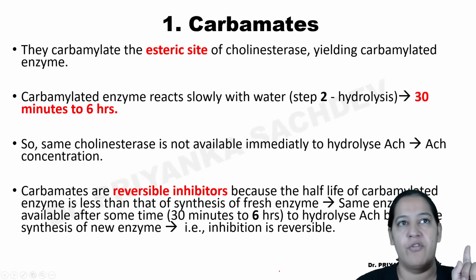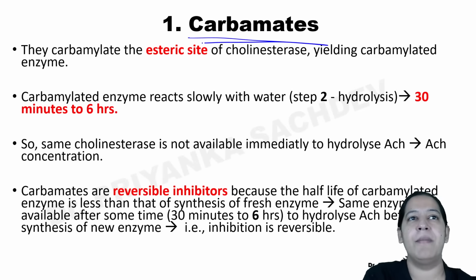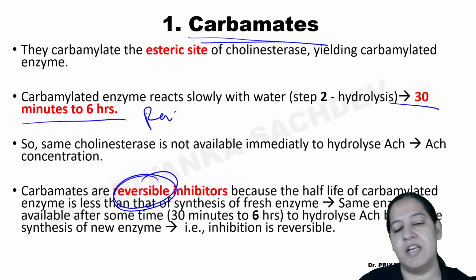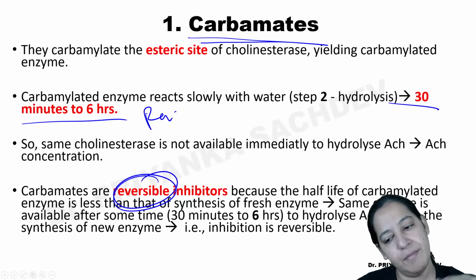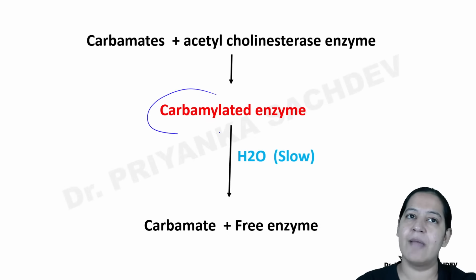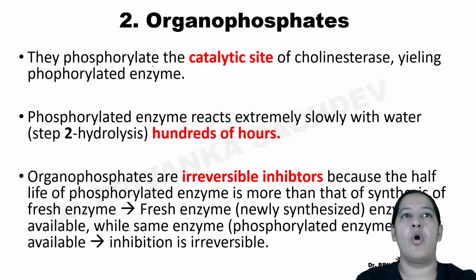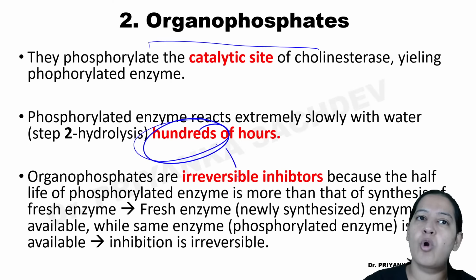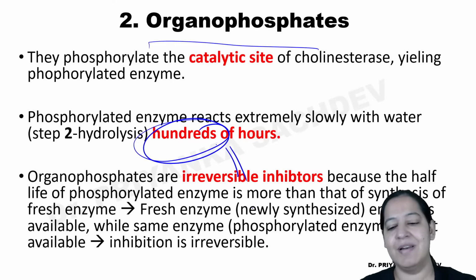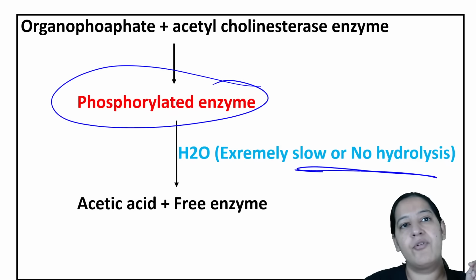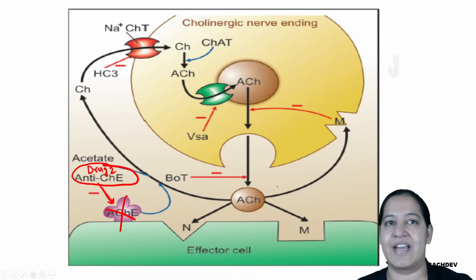And here inhibitors are of two types. Carbamates will inhibit the enzyme only for 30 minutes to 6 hours. That is reversible, because after 30 minutes to 6 hours the enzyme will be reactivated. So the carbamylated enzyme will be reactivated after 6 hours. And organophosphates take hundreds of hours to reactivate the enzyme. So hundreds means almost irreversible. It is causing irreversible inhibition of the enzyme. The phosphorylated enzyme takes hundreds of hours for hydrolysis or reactivation.